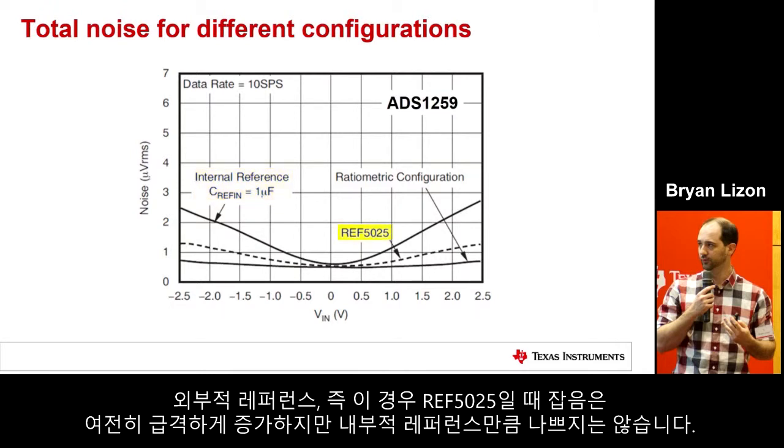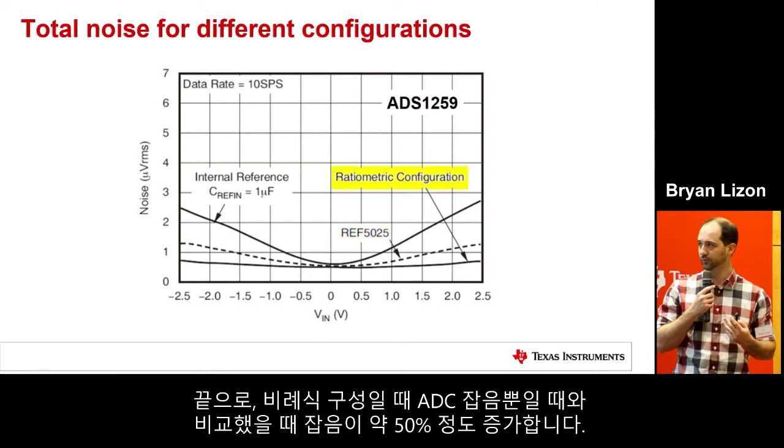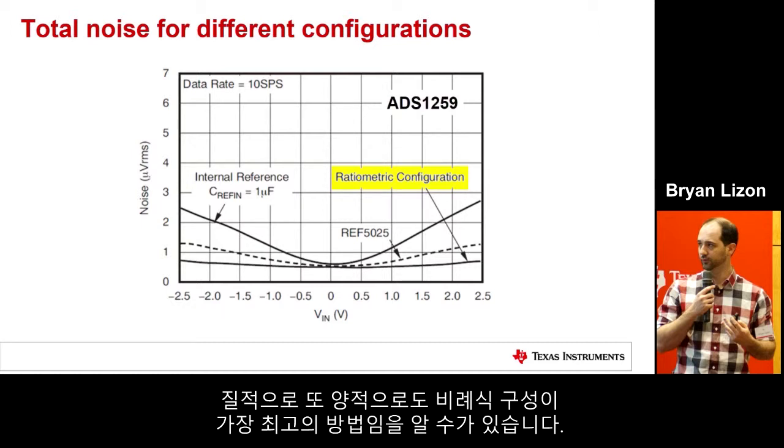If you look at an external reference, in this case the REF5025, you can see that you're still getting a sharp increase in noise. It's not as bad as the internal reference. It's about a 150% increase. And finally, with the ratiometric configuration, you only get about a 50% increase in noise compared to the ADC by itself. So as you can see, qualitatively and quantitatively, the ratiometric configuration is the best one to choose.